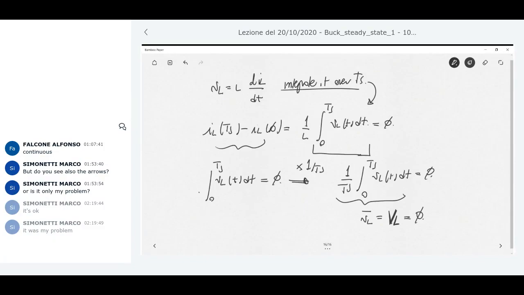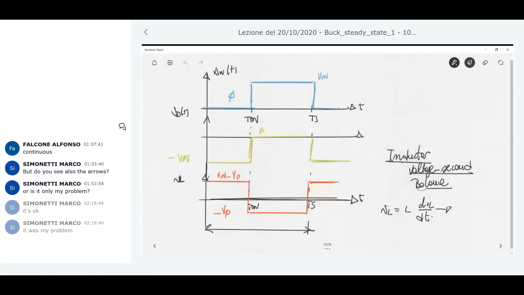So in a steady state condition, the inductors do not have any DC component. This is very important. This is exactly what is intended by volt-second balance for the inductor voltage. Look at the voltage here. This is the voltage of the inductor. We are in cyclostationary condition, in steady state, so the inductor volt-second balance holds, meaning that the average value of the voltage across the inductor is null across a period.